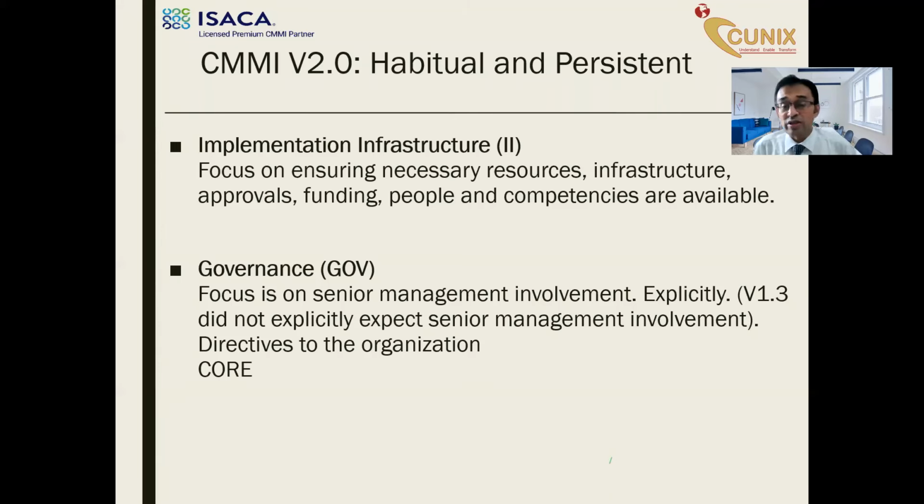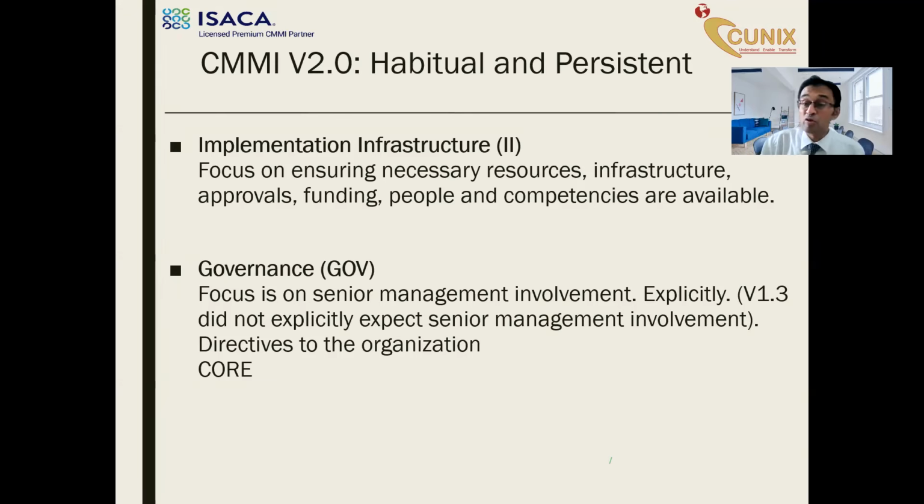Remember, version 1.3 did not explicitly talk about senior management. It talked about higher management. Higher is not necessarily senior. But here, it focuses squarely. That's why I should have made the word bold and highlighted in Zoom. It explicitly requires the involvement of senior management because they are the decision makers.